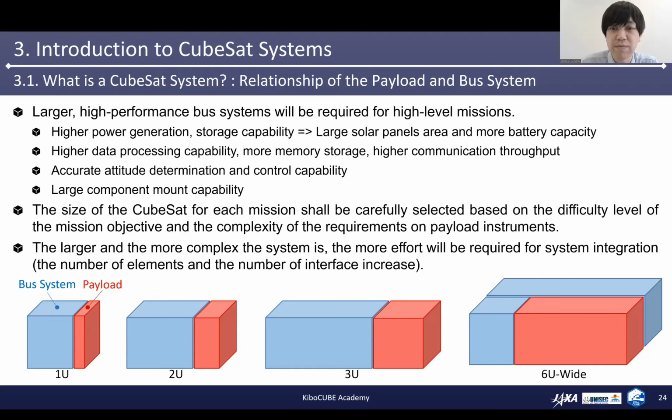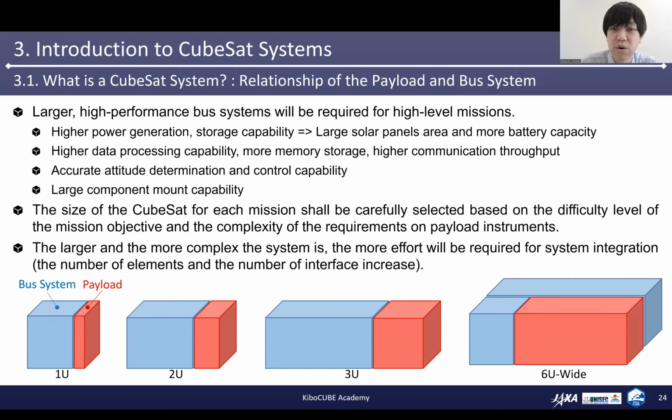Larger, high-performance bus system will be required for high-level missions. For example, higher power generation, storage, and consumption capabilities, which means large solar panels and more battery capacity, giving higher data processing capability, more memory storage, and high communication throughput, as well as better accuracy in attitude determination and control capability.